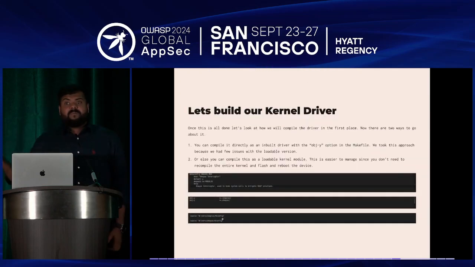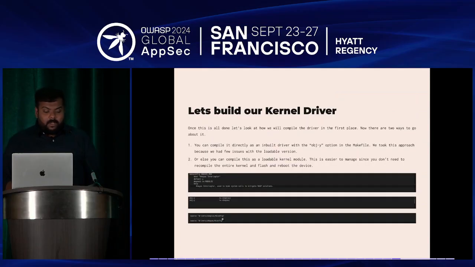And then we need to build this kernel driver, right? Once all of this is done, let's look at how we can compile this driver in the first place, right? We can go ahead with two ways. One, we can make this a loadable kernel module where we create a .ko file and then load it at runtime, or we can make it embedded in the kernel itself, right? In this case, we did an inbuilt direct compilation because for the kernel of 1+6, we were not able to build a loadable kernel module, unfortunately.